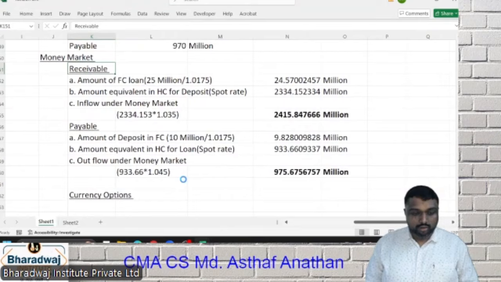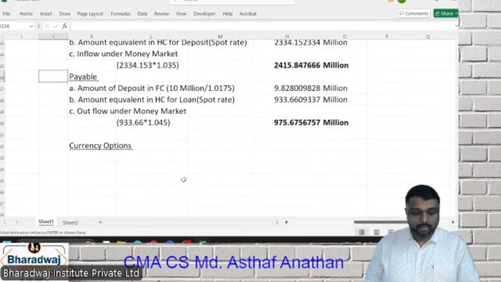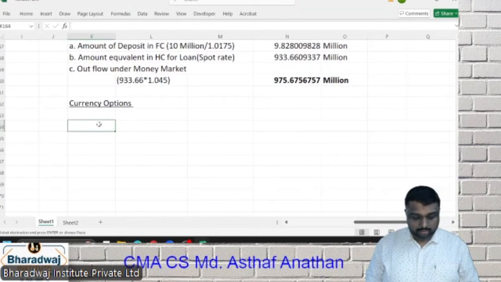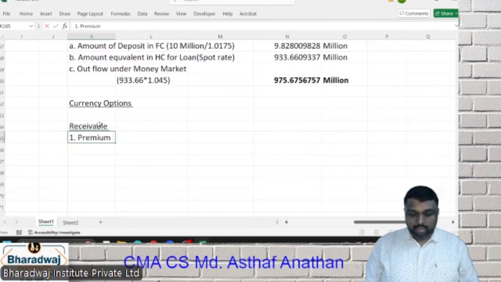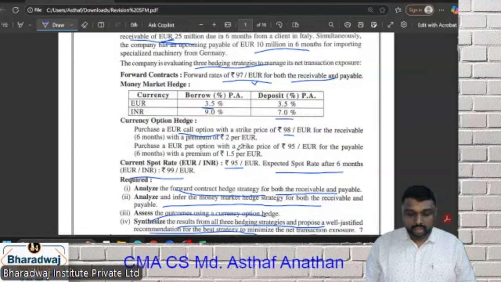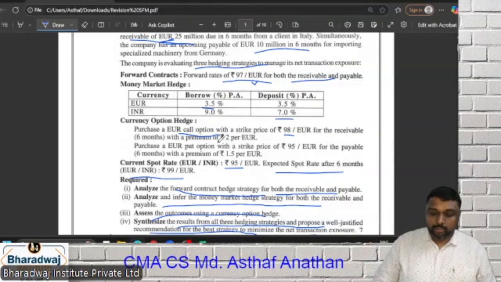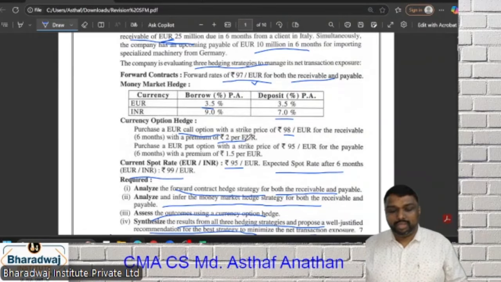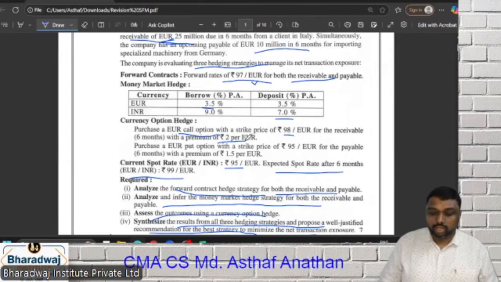First we'll go for receivables. Obviously, the first one will be the premium. So what is the premium we have to pay? They said very clear, we have to pay rupees 2. So already in rupee given, for every euro, you have to give 2 rupee.